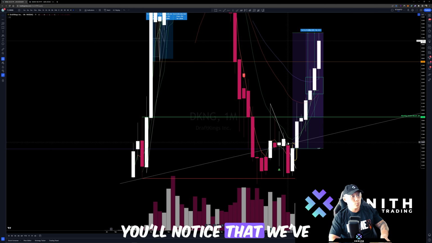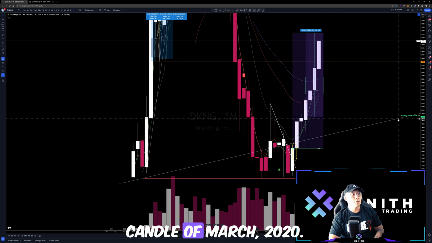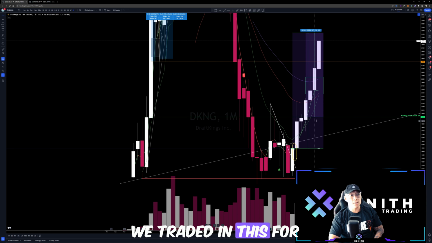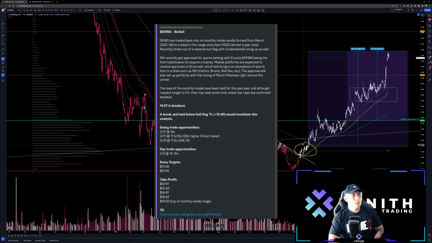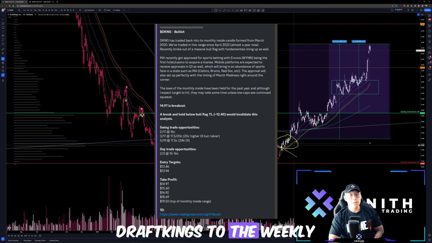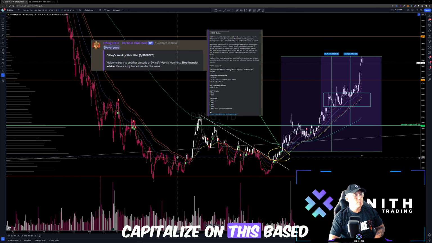You'll notice that we've actually been trading inside the monthly inside candle of March 2020. Once we broke into this, which was about March of last year, we traded in this for over a year before we broke out of it again. Now, if we zoom in, here in this yellow circle is when I added DraftKings to the weekly watch list in January. Now, we were able to capitalize on this based on a few factors.